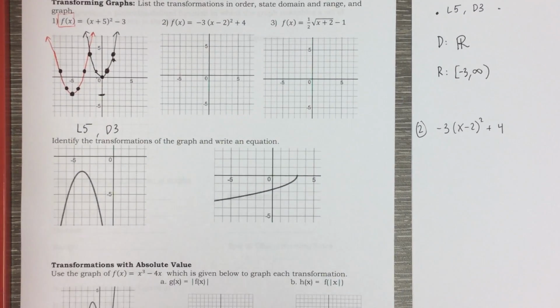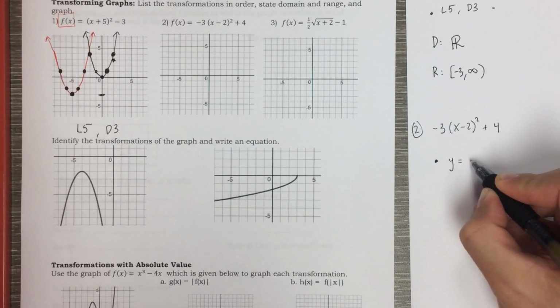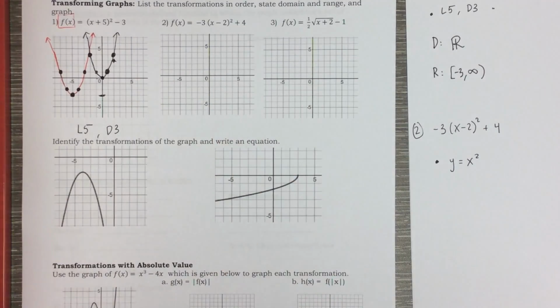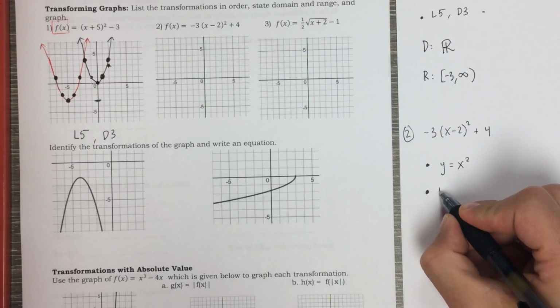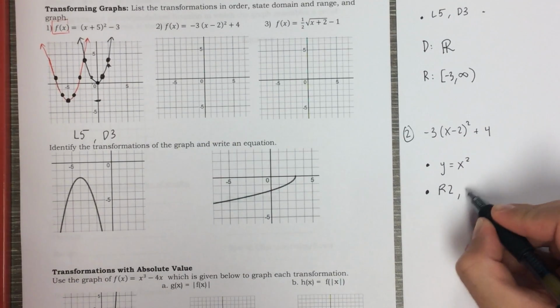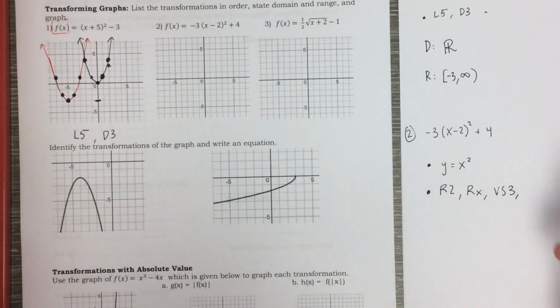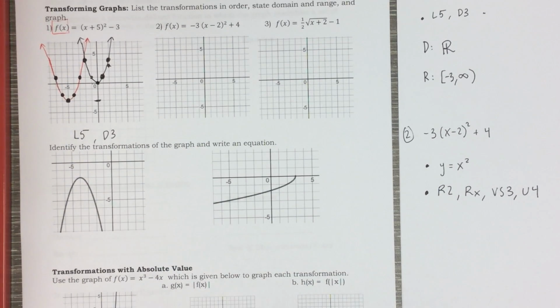What about the second function? Well, if we follow our rules, we would identify the parent function, which is, again, y equals x squared, because that's the operation being done to the x. And then our transformations in order, what do we got? Maybe right 2, looks like there's a reflection over the x-axis. There's a vertical stretch by a factor of 3. I'm excited to see what that does. And then up 4. So those would be our transformations in order.